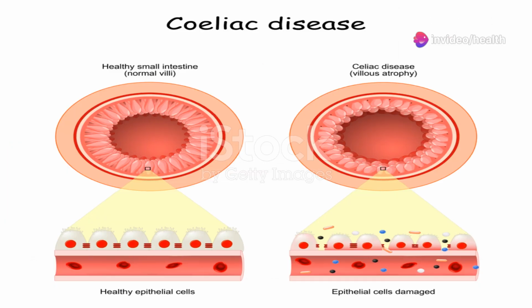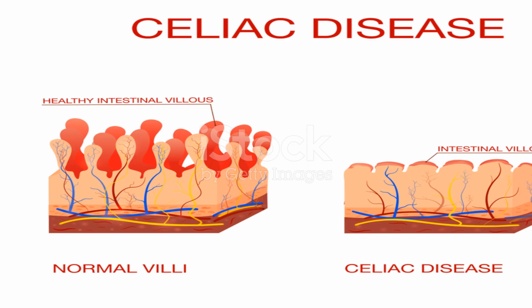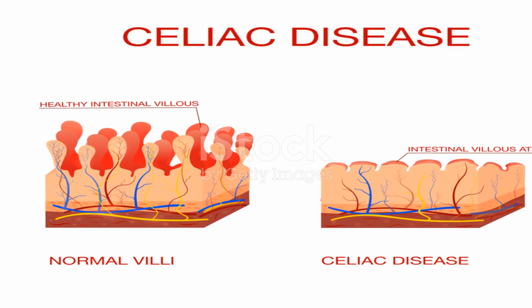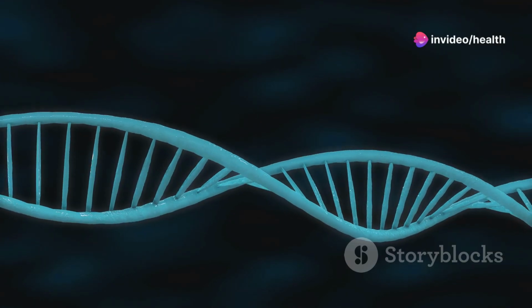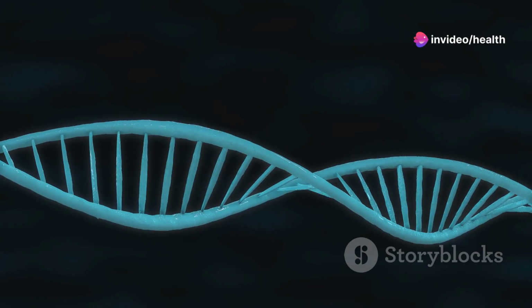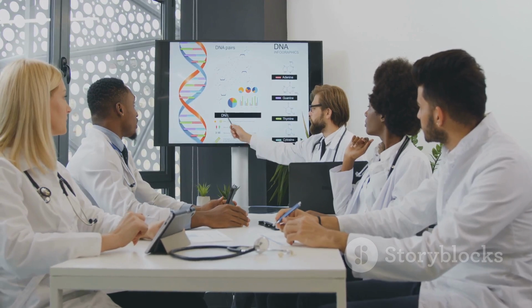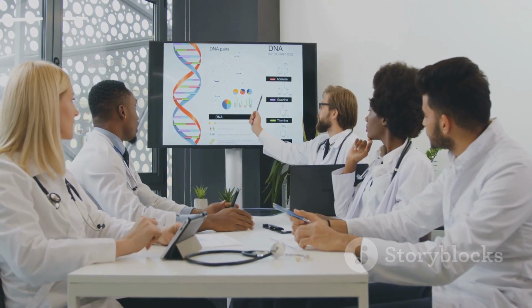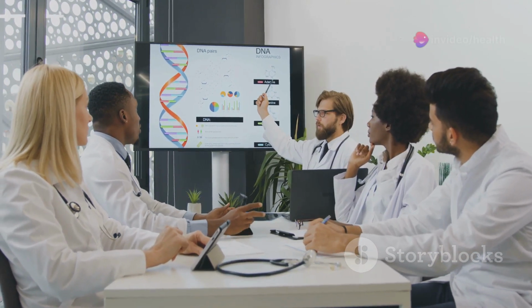In our final section, we explore the causes, or the roots, of coeliac disease. Coeliac disease is a complex disorder with a multifactorial etiology. Both genetic predisposition and environmental factors play significant roles in its development. Individuals with certain genes, such as HLA-DQ2 and HLA-DQ8, are at increased risk of developing the disease.